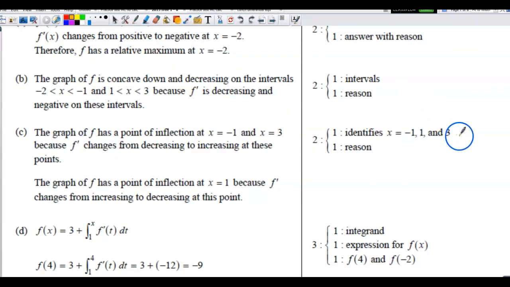The student earns 1 point for identifying all 3 of the points of inflection, and then 1 point for the reasoning.